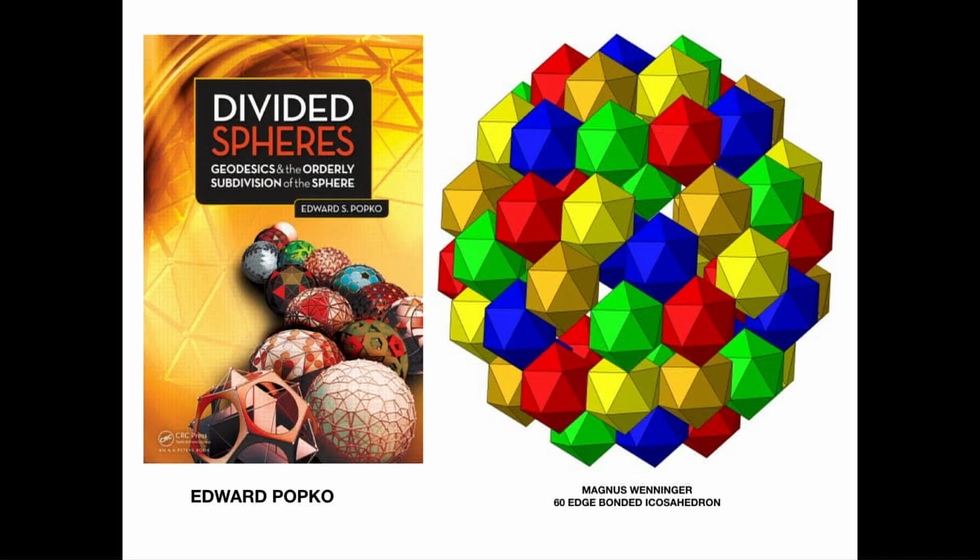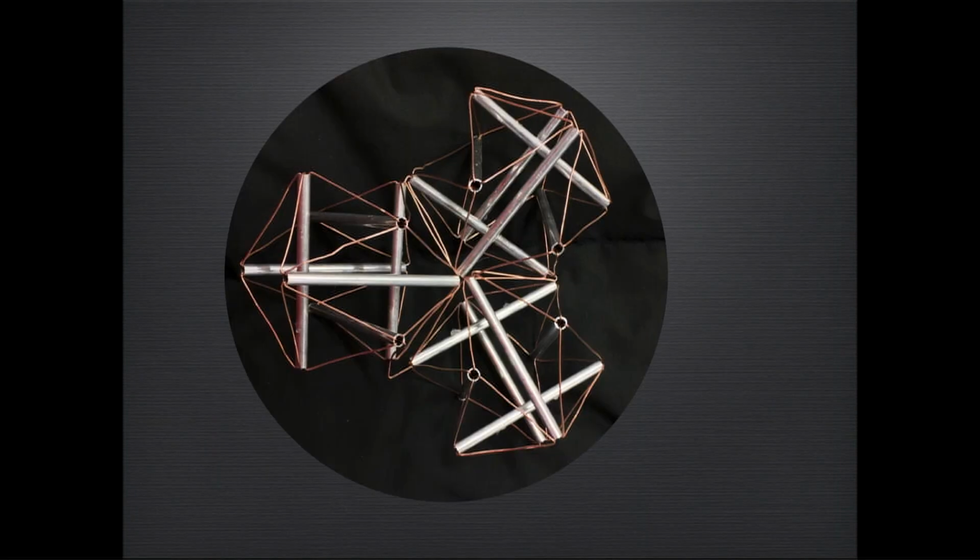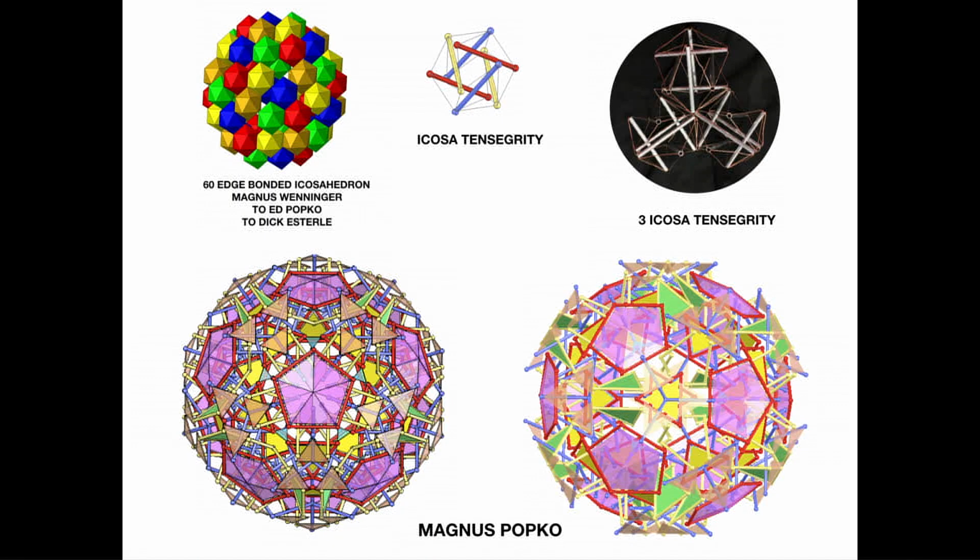Okay, real quickly, divided spheres. So icosahedron, this is 60 from Ed Popko. This is a tensegrity. This is a model of part of that. And then what's interesting, once you put these all together, you get the pentagons and the triangles, and they are on different planes. So you have your 12 pentagons and your 20 triangles.